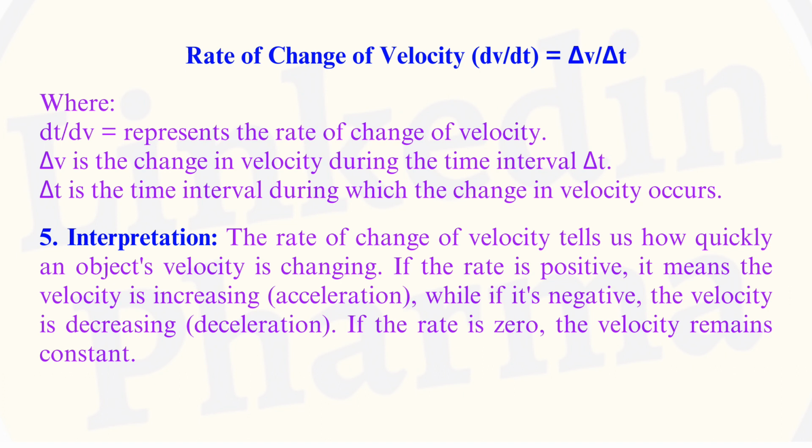5. Interpretation. The rate of change of velocity tells us how quickly an object's velocity is changing. If the rate is positive, it means the velocity is increasing, acceleration, while if it's negative, the velocity is decreasing, deceleration. If the rate is 0, the velocity remains constant.